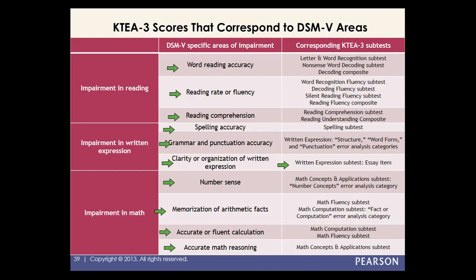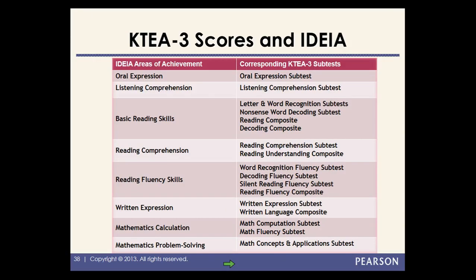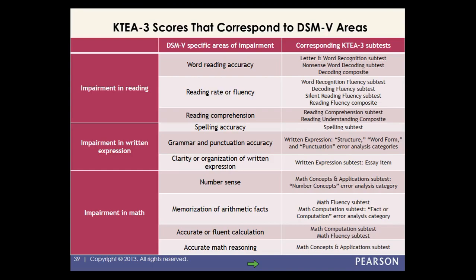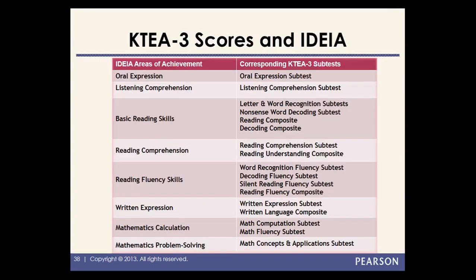So really the point of these two slides, if it wasn't apparent in what I was saying, is that you're able to take specific subtests from the KTEA-3 and align them with whatever decision-making tree that you need to align with, whether you're going from a clinical decision-making model with the DSM-5, or whether you're going from educational decision-making with IDEIA and special ed classification.